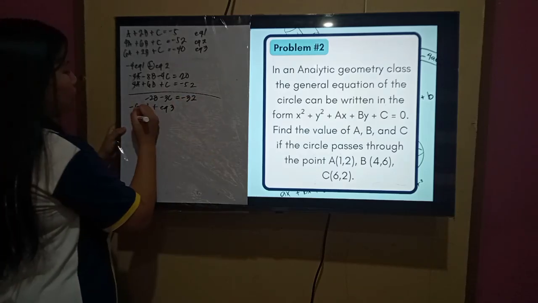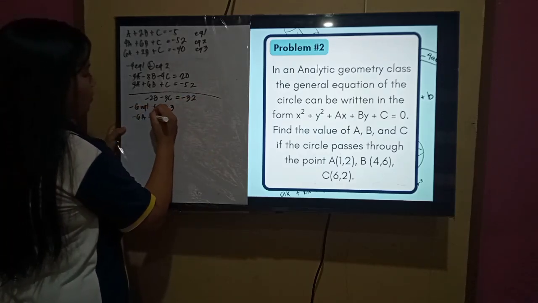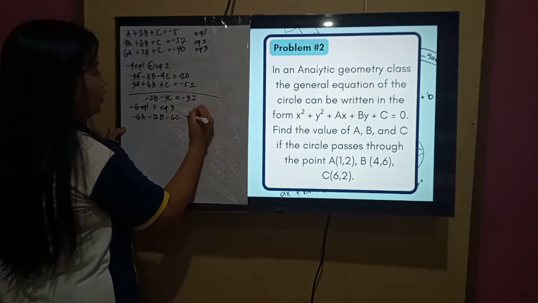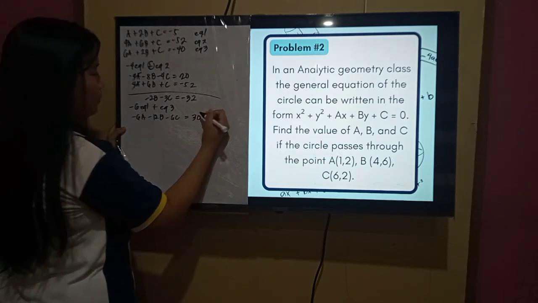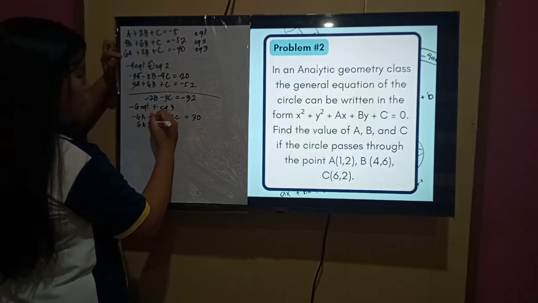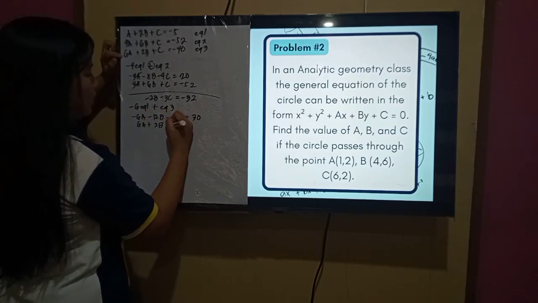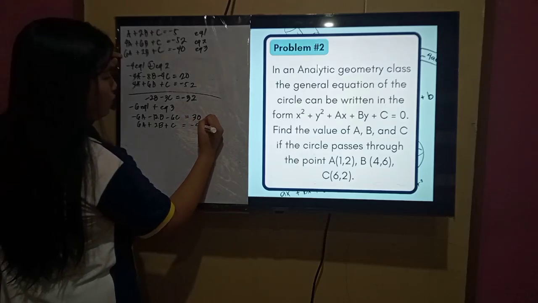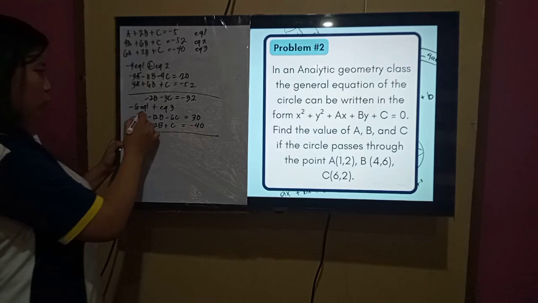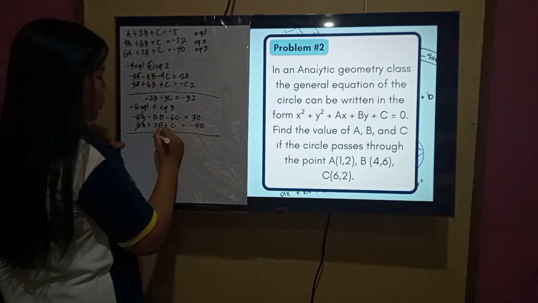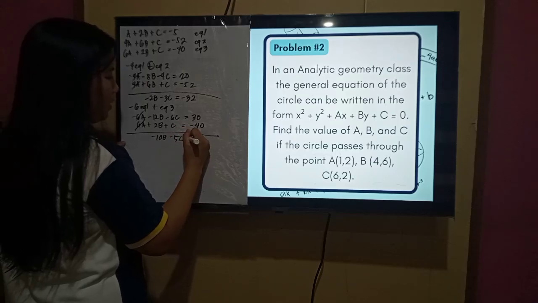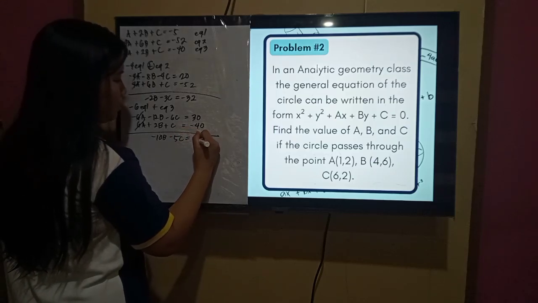So, negative 6A minus 12B minus 6C is equals to 30. So, we have 6A, copy na natin yung third equation, plus 2B plus C is equals to negative 40. Now, we're going to eliminate this one, and then we're going to have 10B minus 5C is equals to negative 10.